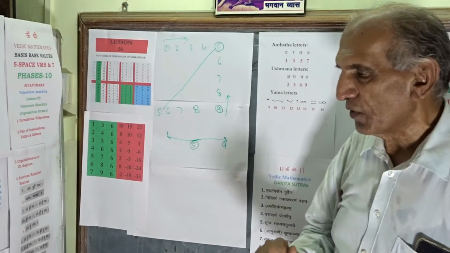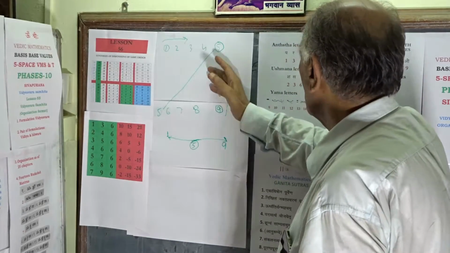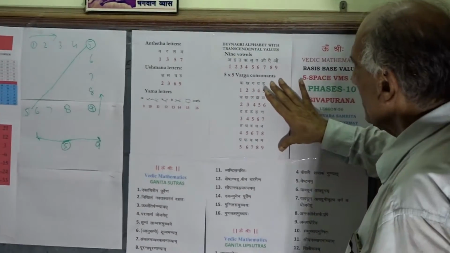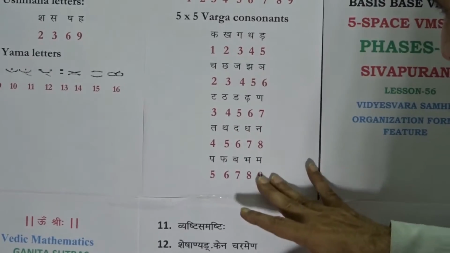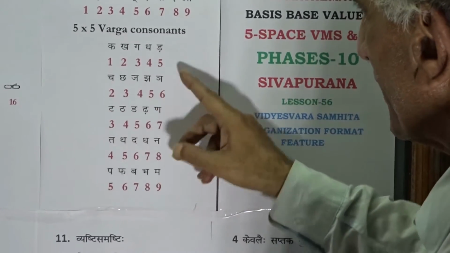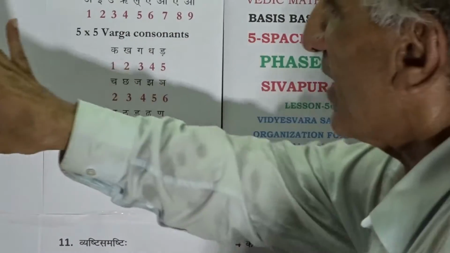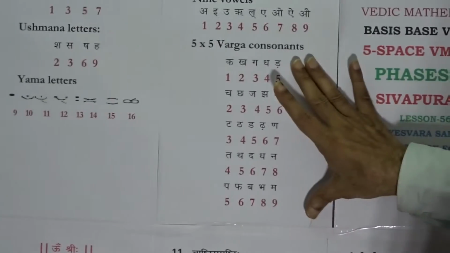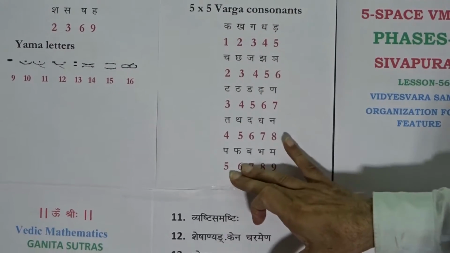Therefore, this 5 cross 5 grid format which we are having will ultimately take us to the 5 cross 5 grid format of the 5 cross Varga consonants. These 5 cross 5 Varga consonants ultimately, with their values 1, 2, 3, 4, 5, 2, 3, 4, 5, 6, 5, 6, 7, 8, 9, will give us a format. This 5 cross 5 grid format. So Videshwar Samhita is adopting this particular format of our Devanagari alphabet.